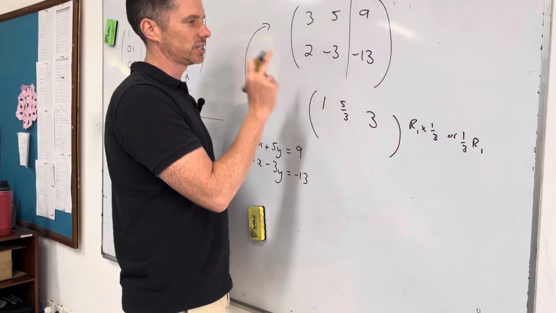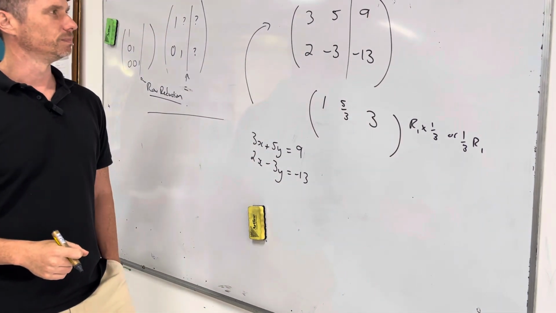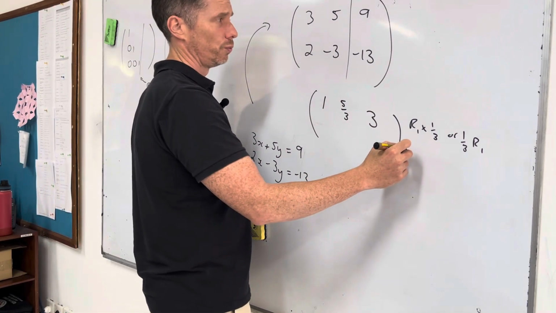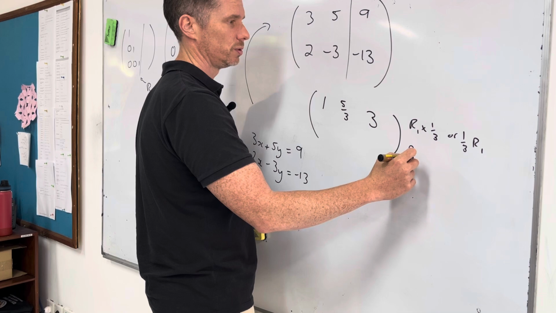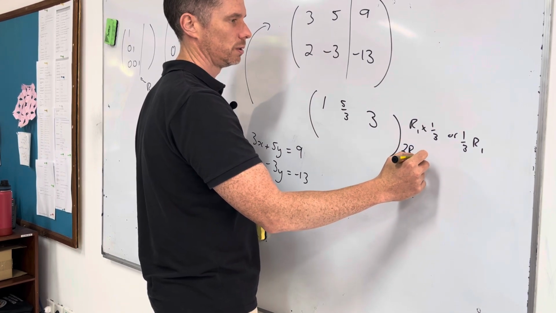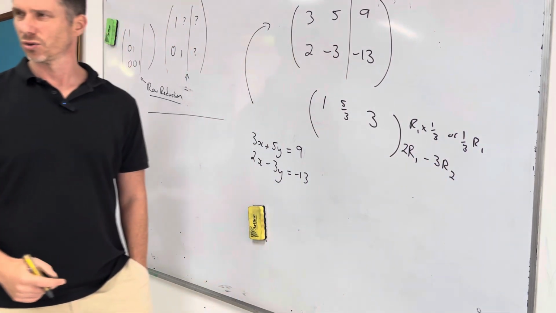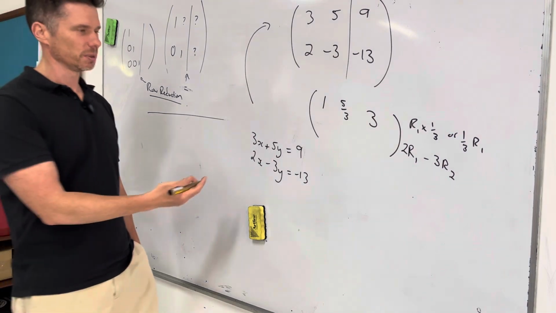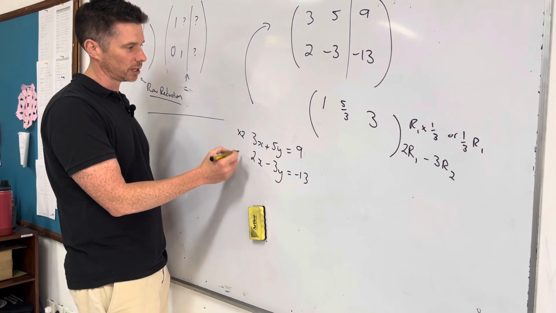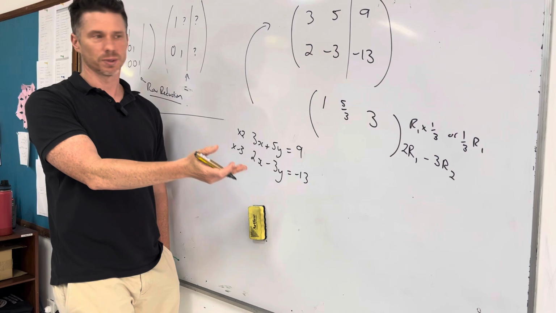And then for this one, I'm going to use both of these. I want to make 0, so I use 2 times row 1 minus 3 times row 2. If you're doing an elimination here and you want to get rid of the x's, what would you do? I'd multiply this by 2 and I'd multiply this by minus 3, and that would make 6. I'm doing the same thing here.